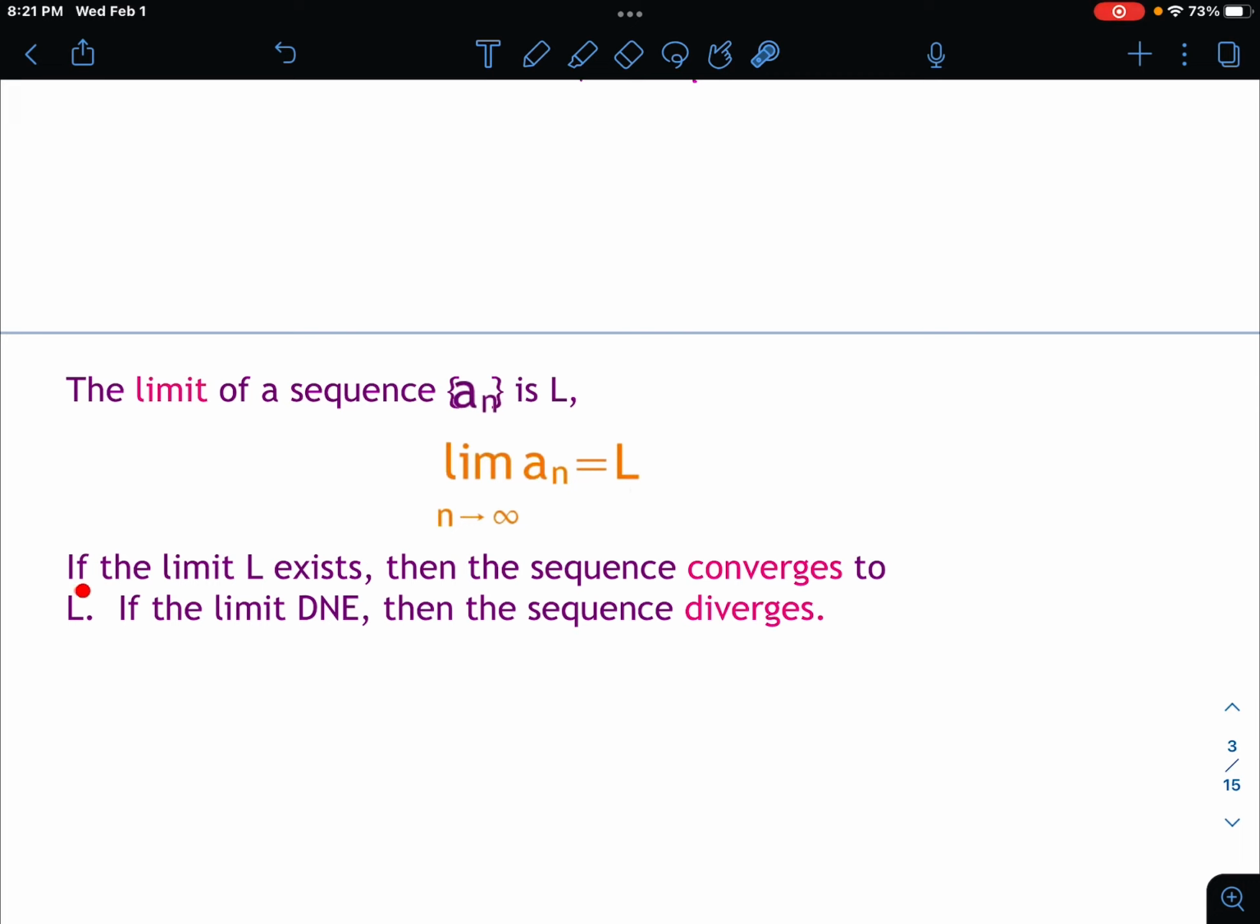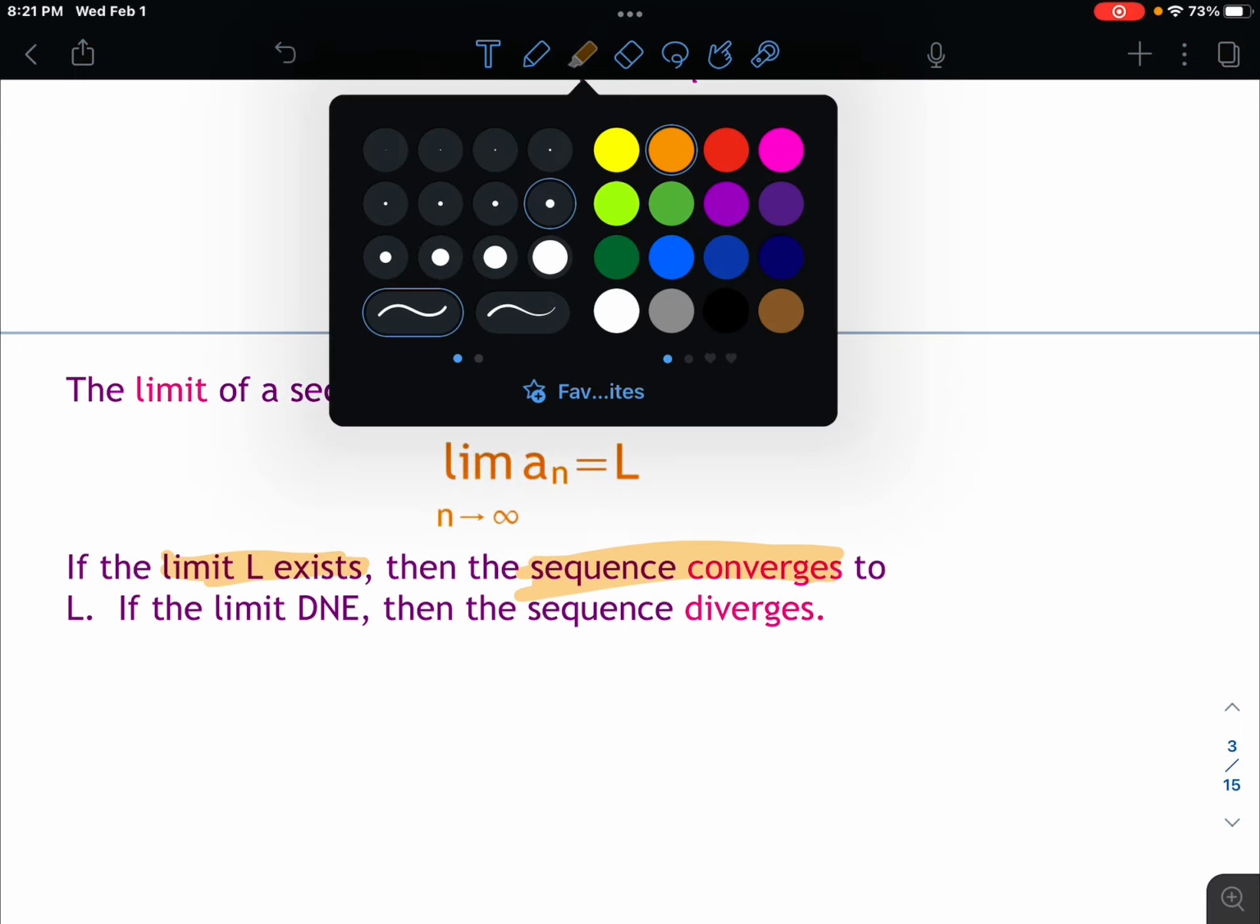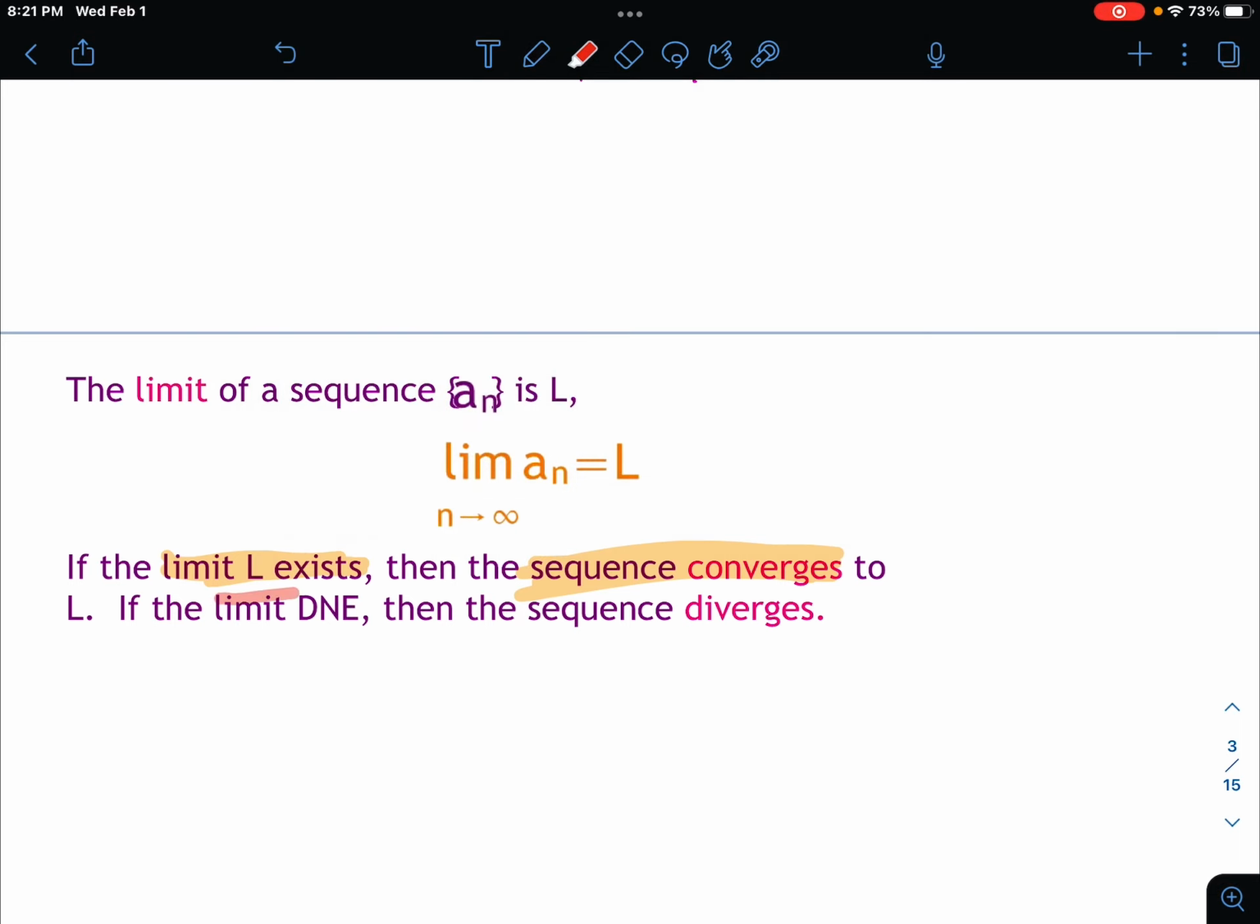And the big part here is if the limit exists, then the sequence converges. What does this mean? It approaches a number. If the limit does not exist, this means we get DNE, or we get an infinity or a non-real solution. Then the sequence will diverge. And this is going to play a major role in this entire section on series. This is just the start of it.